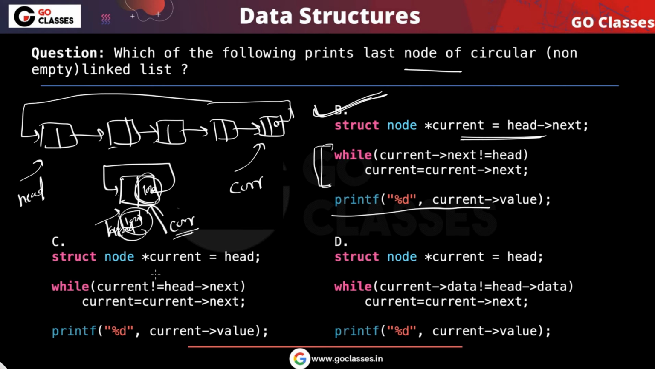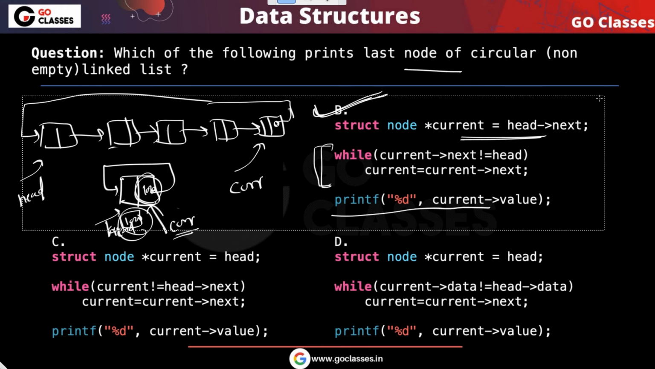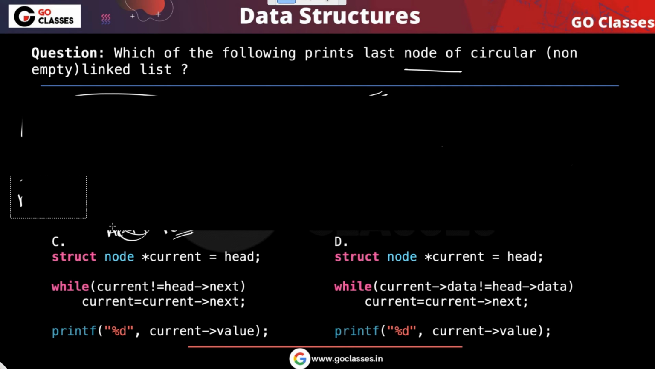Okay, so what about the C option? Let me quickly check it. Let me quickly check the C and D options also, right? So let me erase this, and here I will be checking the C and D options. I hope you are getting the things right. So you just need to analyze the options. That is all you need to do. You do not need to write the code.